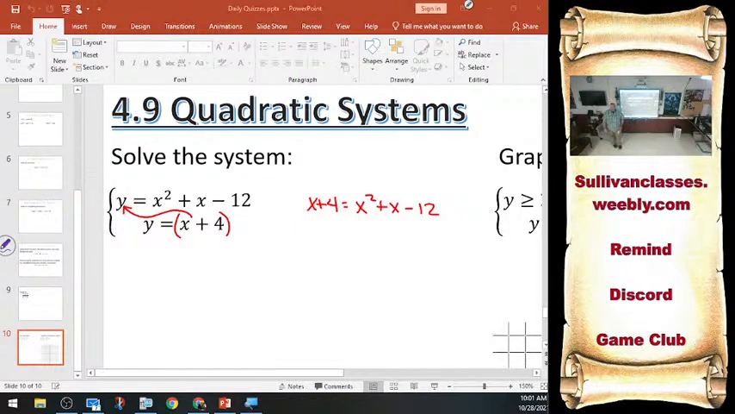Option 1. If y is stuff, replace y with stuff. Subtract things over and you get x squared minus 16 is 0. Or elimination. Negate, negate, negate. Negating the y's, negating the x's, and getting a negative 16. So it doesn't matter which way you take, substitution or elimination, you're going to get to the same place.